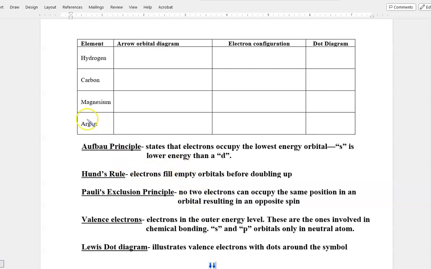So I would like you to take a second and see if you could do argon, see if you can do the arrow diagram and electron configuration. Pause the video and then check. All right, here's argon, 1s2, 2s2, 2p6, 3s2, 3p6 for a total of 18. And then the arrow diagram just kind of mimics that. So from this point on, we won't be doing the arrow diagram, so I think you're probably going to catch on to that. We'll practice some of those in class.